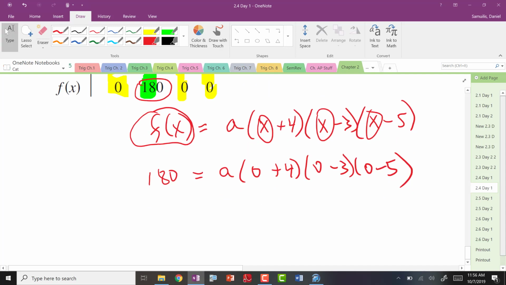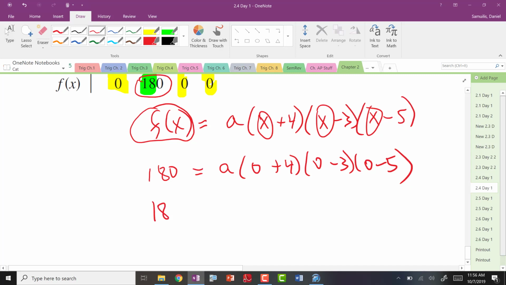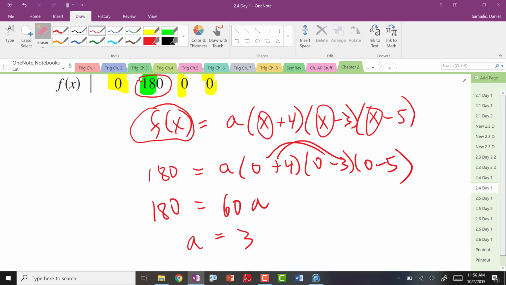And then what does that become? 0 plus 4 times 0 minus 3 times 0 minus 5. Don't distribute. I heard foil. People start foiling. What's 0 plus 4? Oh my gosh. 4. What's 4 times negative 3? Negative 12 times negative 5. So you get 60. And now you can see where the a comes from. 60a. And then I have people do that. They start, what? Those are numbers. Just go ahead and evaluate them and then multiply.